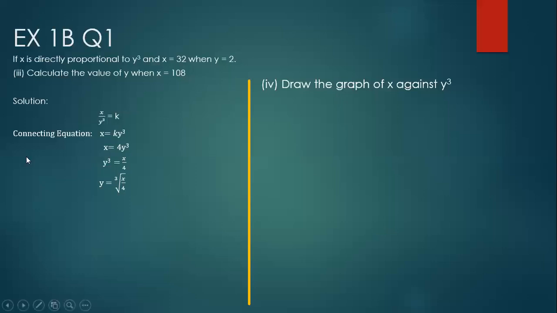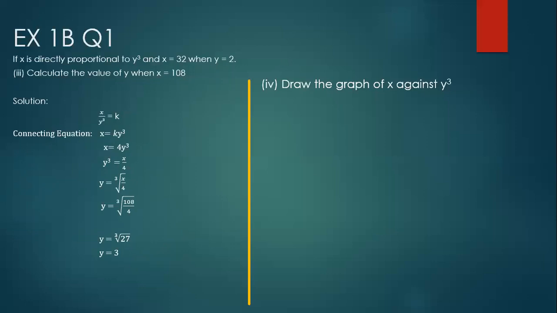So if we have to remove cube from here, we have to take a cube root on the other side. That means y is the cube root of x upon 4. Remember, what is x? x is 108. And 108 divided by 4 is 27. So cube root of 27 is 3.